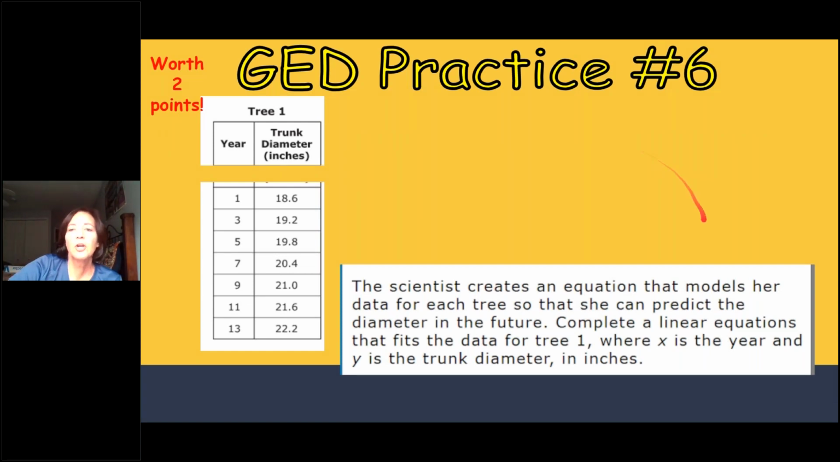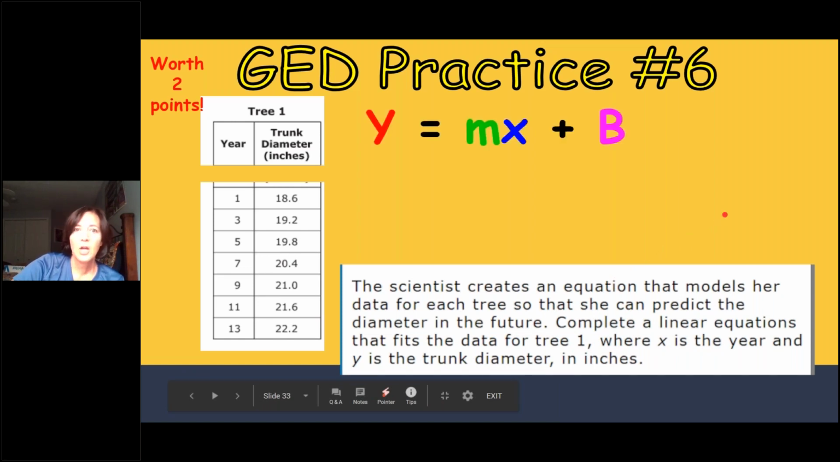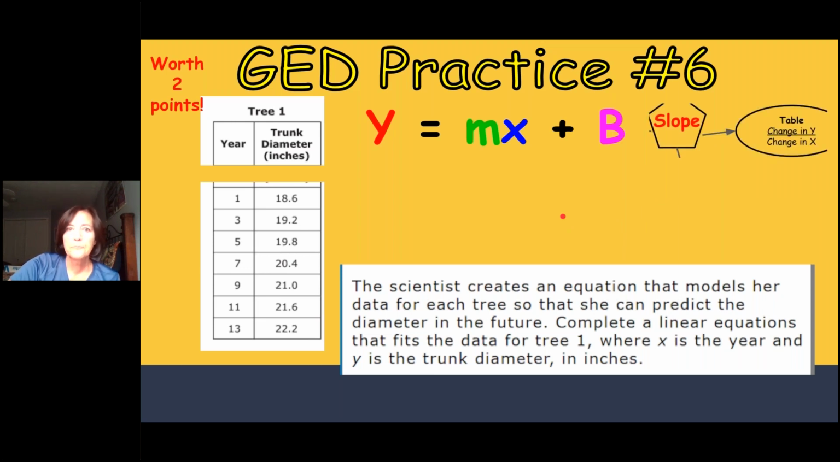Okay, the scientist creates an equation that models her data so she can predict the diameter in the future. Complete a linear equation that fits the data for tree 1, where x is the year and y is the trunk diameter in inches. Okay, well, we know that linear equations look something like y equals mx plus b. We also know that we're going to leave the y just exactly the way it is, but we need to substitute a number where we have the letter m. And that number, if you'll remember from our note page, and I copied that part of it, that number is called the slope.